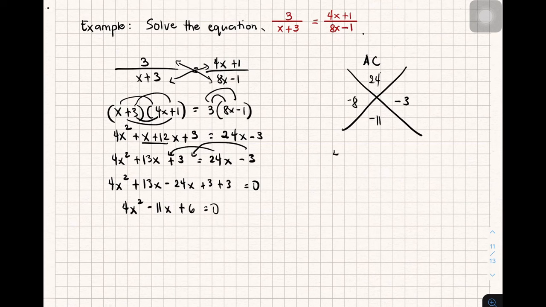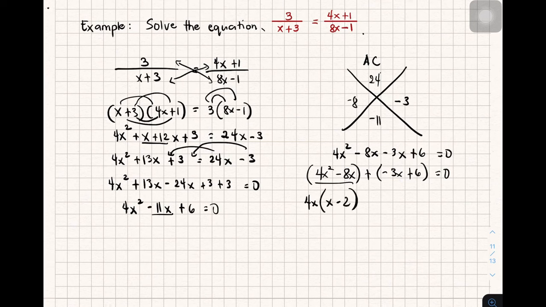We have 4x squared minus 8x. I-break down natin tong 11x, negative 11x natin. Minus 3x plus 6 is equal to 0. So, meron tayo dito ngayong 4x squared. I-group natin minus 8x plus negative 3x plus 6 is equal to 0. So, common monomial factor nito is 4x.